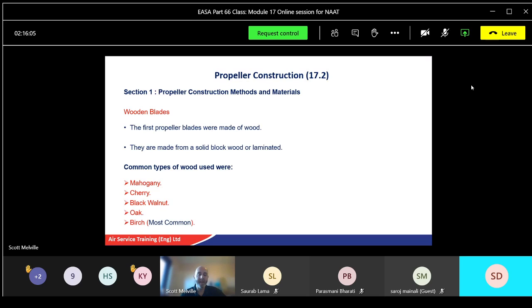And the last one is birch. Now that's the most common type of wood they're going to use. So a question could be, what's the most common type of wood used to make a propeller? And your answer would be birch. Okay, but you've got 5 types of wood there, and birch being the most common. So yeah, you can highlight those.